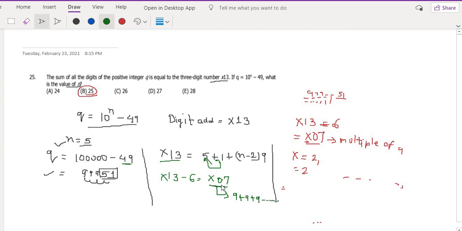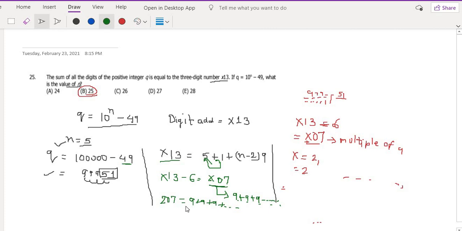Since it is a sum of all 9s, it should be a multiple of 9. X07 should be a multiple of 9. So what should be the value of x so that this entire 3-digit number becomes a multiple of 9? So this sum should be 9 or a multiple of 9, right? So the only possibility is 2. X is also a digit, okay? It can assume values from 1 to 9, any value. Since it should be a multiple of 9, the only possibility is 2. So that's how I got the sum of all the 9s as 207.